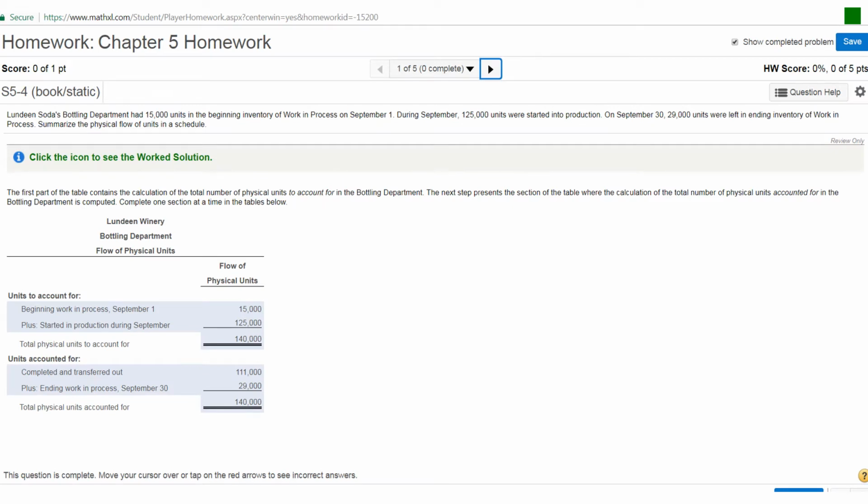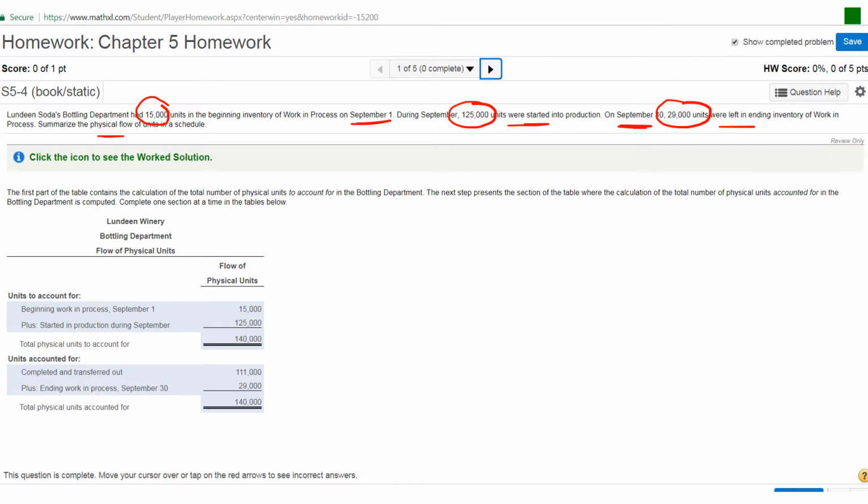Okay, this is Chapter 5, homework problem number 1. We've got the Lundin Soda's bottling department had 15,000 units in the beginning inventory of work in process. I'm going to circle that 15,000 units. This was on September 1st. It says during September that 125,000 units were started into production, so we're going to need that number. And then at the end of the month, September 30th, you have 29,000 units left in ending inventory for work in process.